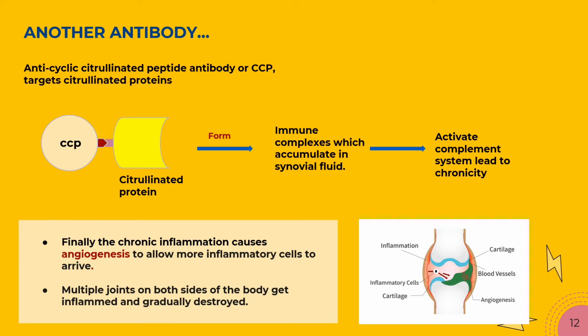There, they activate the complement system, a family of 9 small proteins that work in an enzymatic cascade to promote joint inflammation and injury. Finally, the chronic inflammation causes angiogenesis, or the formation of new blood vessels around the joint, which allows even more inflammatory cells to arrive. As the disease progresses, multiple joints on both sides of the body get inflamed and gradually destroyed. So, that's all for the pathogenesis of rheumatoid arthritis.